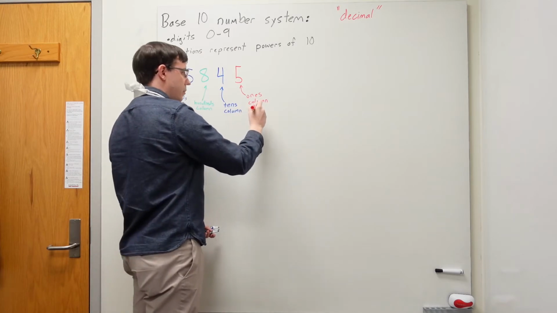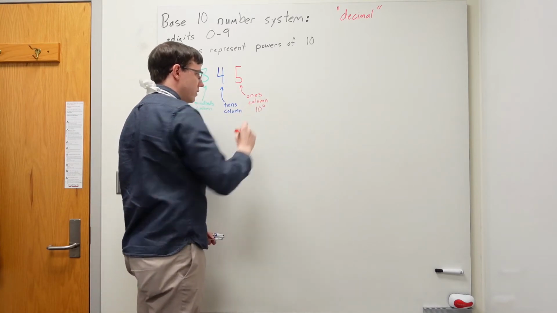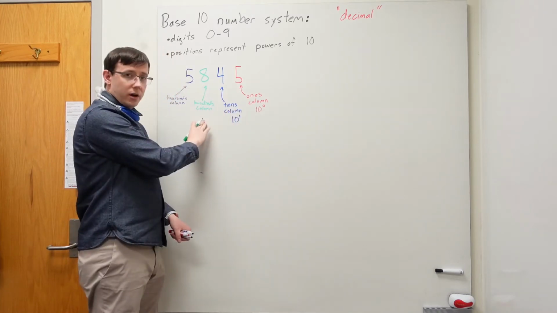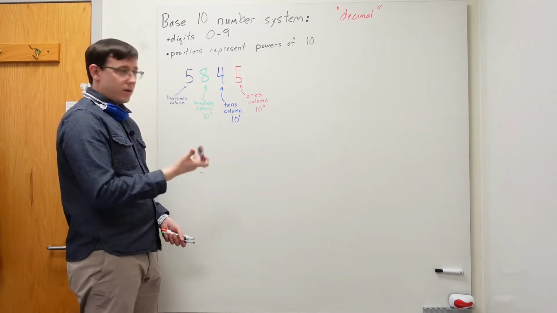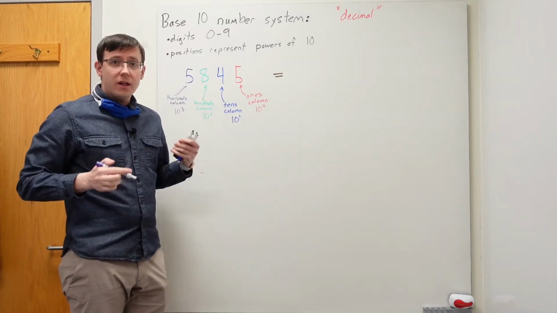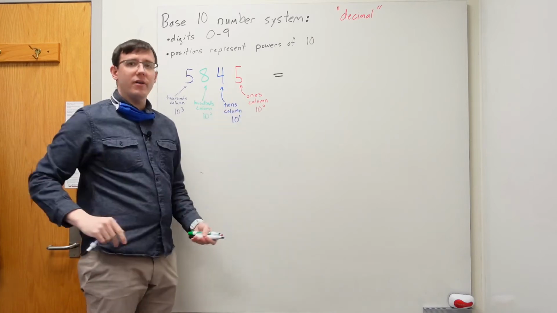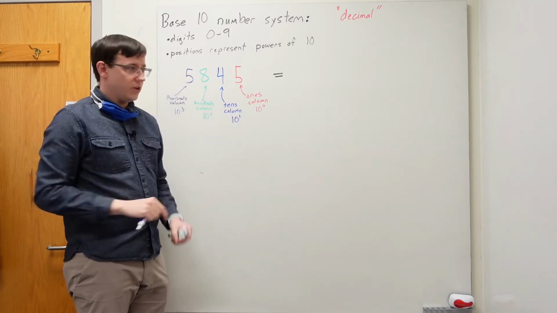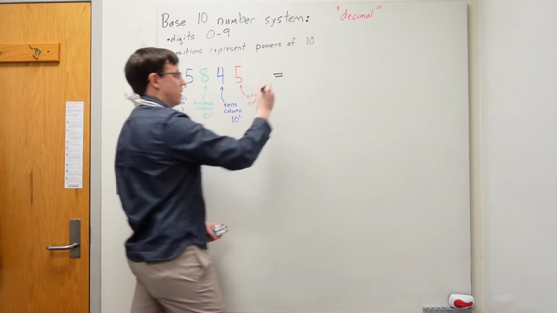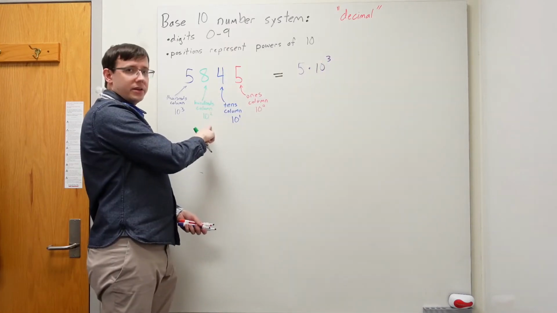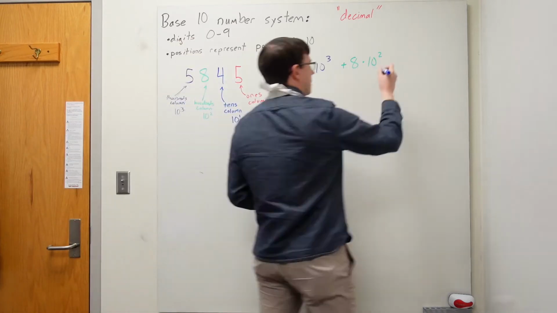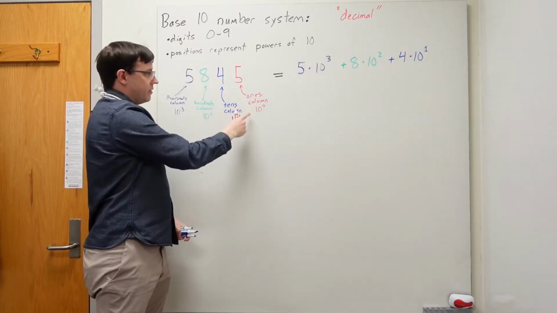We have the number of ones, which is 10 to the 0. Then we have tens, 10 to the 1. Then we have hundreds, 10 squared, and then we have a number of thousands, 10 to the 3rd. And so we can write an expression for the number that we mean when we write 5,845 in terms of these powers of 10. We have 5 times 10 to the 3rd, plus 8 times 10 squared, plus 4 times 10 to the 1st, plus 5 times 10 to the 0.